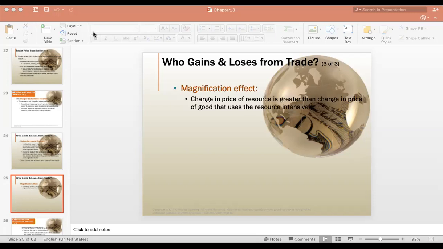Any questions on this? Okay, everyone now knows what the magnification effect is. So if you see a question like this in the exam, you'll know exactly what that means. So you said for the reverse effect, like the price of textiles has gone down by 5%, does that mean the price of labor goes down by greater than 5%? Exactly. That is exactly what would happen. Any other question? No? Okay, so let's continue.